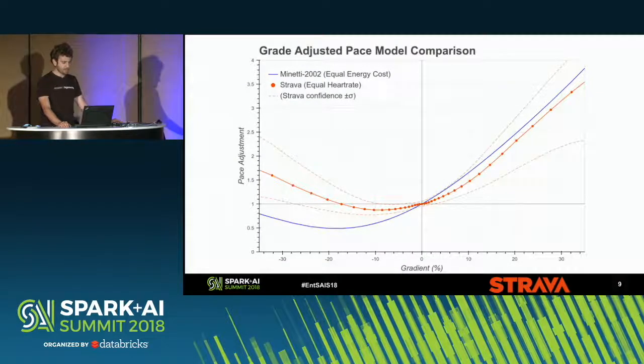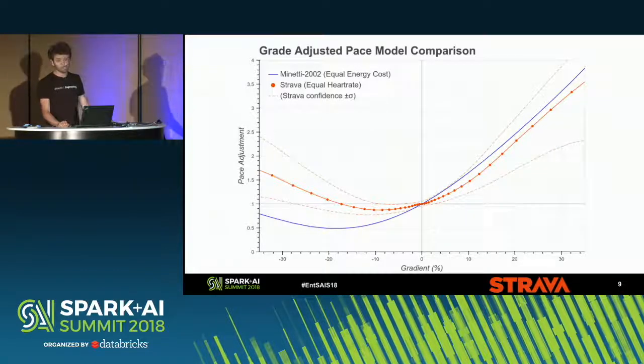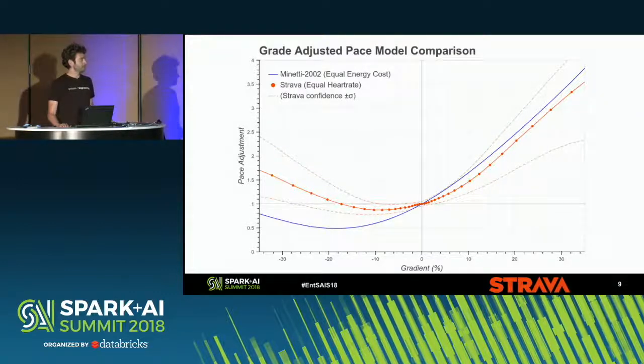So this is a comparison of the models, where orange is the new model. And this is just a measurement of the adjustment factor. So the lower it is, the easier running is at that gradient. And you can see that for uphill, there's a strong agreement because the old model measured energy. But the new model strongly disagrees with the old model for downhill, but it's much more reflective of how difficult running actually is.